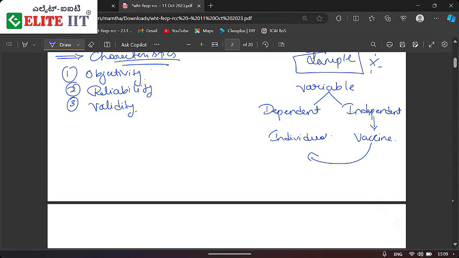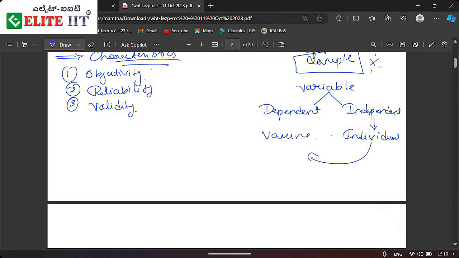Accordingly, it is going to react in a different manner. When you took the vaccine, all of you experienced different aspects, such as severe hand pain, headache, or fever. Sorry, our body, that is the individual body, is the independent variable, and the vaccine is the dependent variable. The vaccine depends on individuals over here.